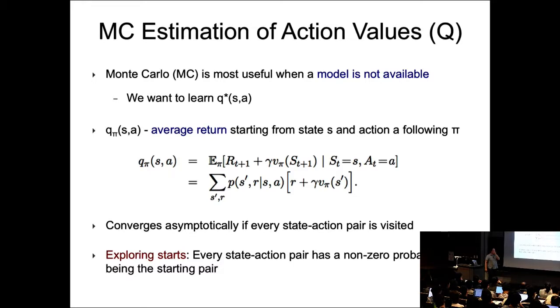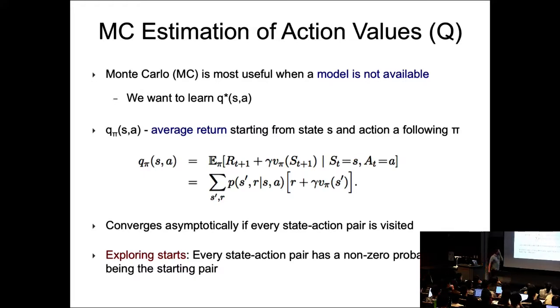It converges asymptotically if every state action pair is visited, right? So that's also a caveat: you need to start at a particular state and take a particular action. You have to make sure that every single state and every single action is visited to converge, which makes sense, right? If there's a particular state you never start from or never visit, you don't have a Q value for that state.